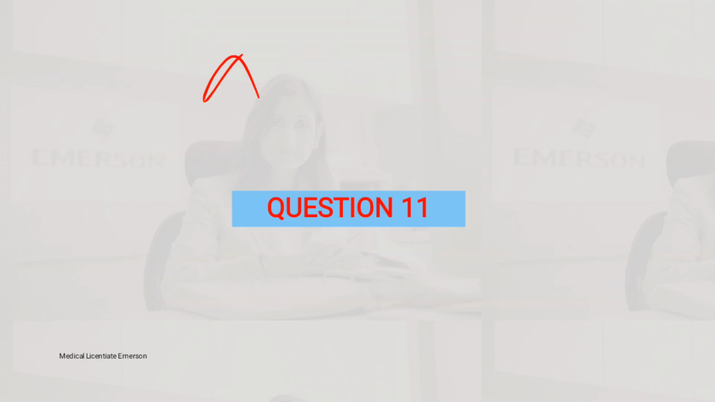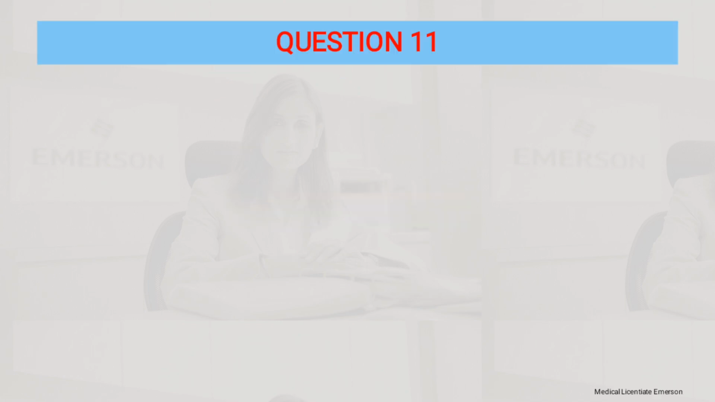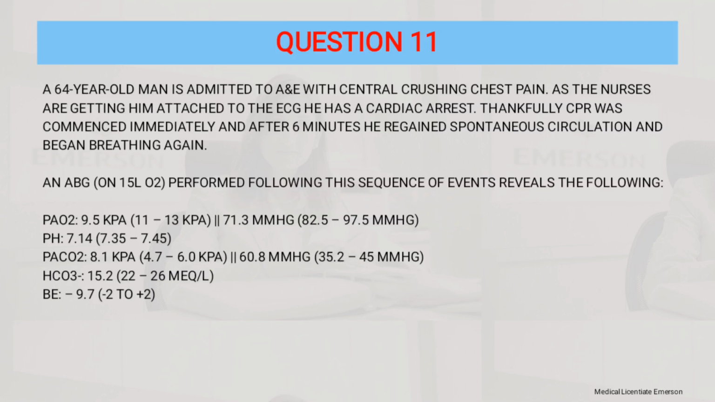Okay, then this is the last question, which is question 11, which says a 64-year-old man is admitted to A&E with central crushing chest pain, and as the nurses are getting him attached to the ECG, he has a cardiac arrest. Thankfully, CPR was commenced immediately, and after 6 minutes, he regained spontaneous circulation and began breathing again. Then an ABG, which was done when the patient was on 15 liters O2, was performed following this sequence of events and reveals the following results.